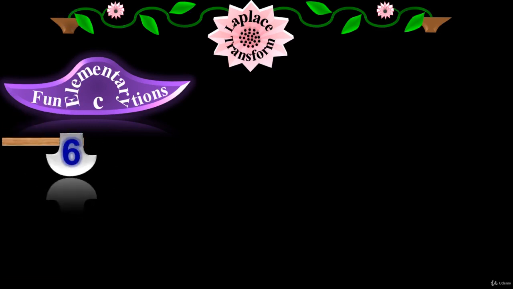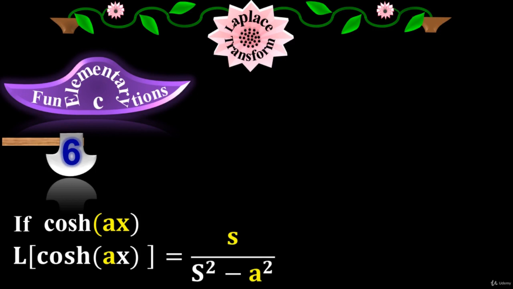Elementary function number 6. If the function f of x equals cosh of ax, it's another trigonometric function. After taking its Laplace, it equals s over s squared minus a squared, where a is any constant number. Remember, whatever value you have for a on the left side, you simply put the same value for a on the right side.